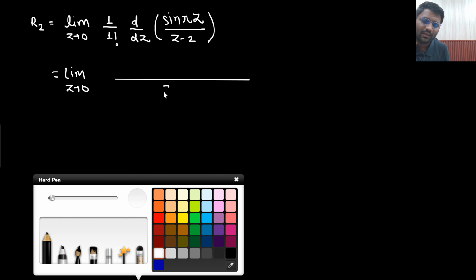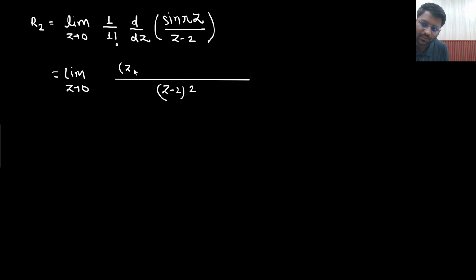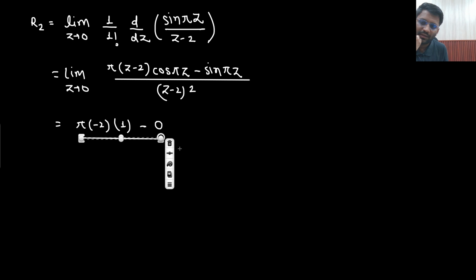So what will be the differentiation of this? Limit z tending to 0. 1 by 1 factorial will be 1 only. We simply need to differentiate. So it is u by v: z minus 2 whole square in the denominator, then z minus 2 as it is. Differentiation of sine will be cosine with pi going outside, minus sin pi z, and differentiation of z minus 2 will be 1. Now put z tending to 0 here. Yes, you will get a finite answer. The answer would be pi times minus 2 cos 0, which is 1, minus sin 0, which is 0, divided by 4.